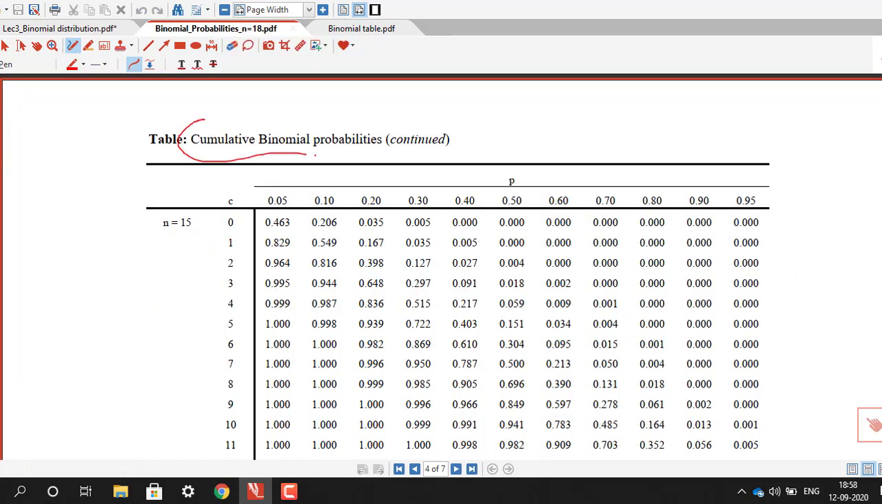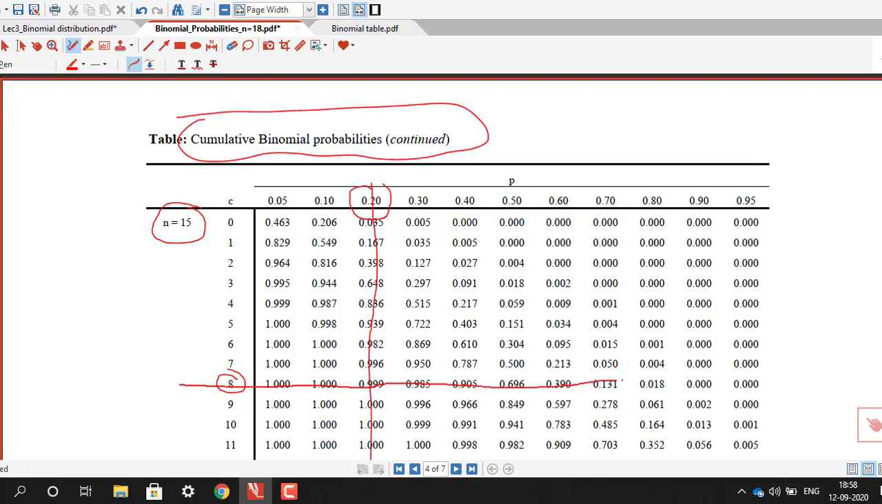So you can see these are the cumulative binomial probabilities. We have n equal to 15, x equal to 8 and p equal to 0.2 means this column. Okay, so the column corresponding to 0.2 is this one and the row corresponding to x equal to 8 is this one. So we have to find out the intersecting point of these two lines. So you can see this is the intersecting point. And all these are cumulative probabilities. These are the values of cumulative probabilities.